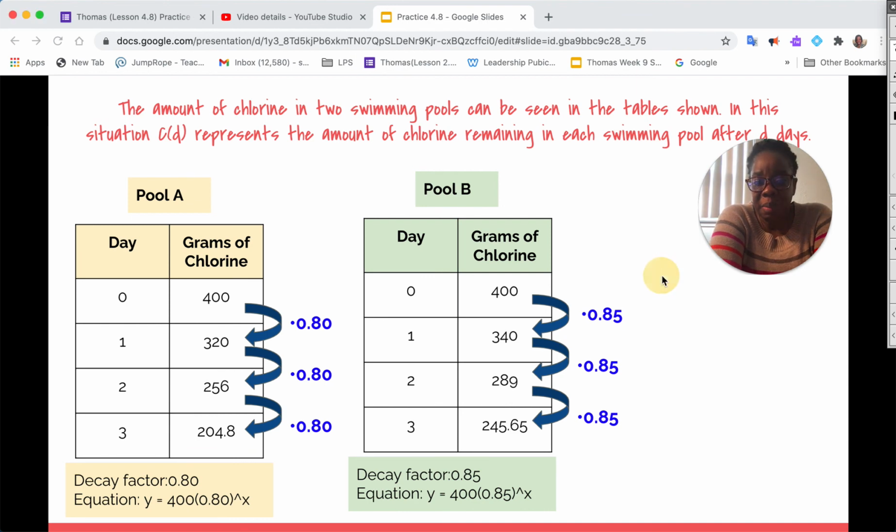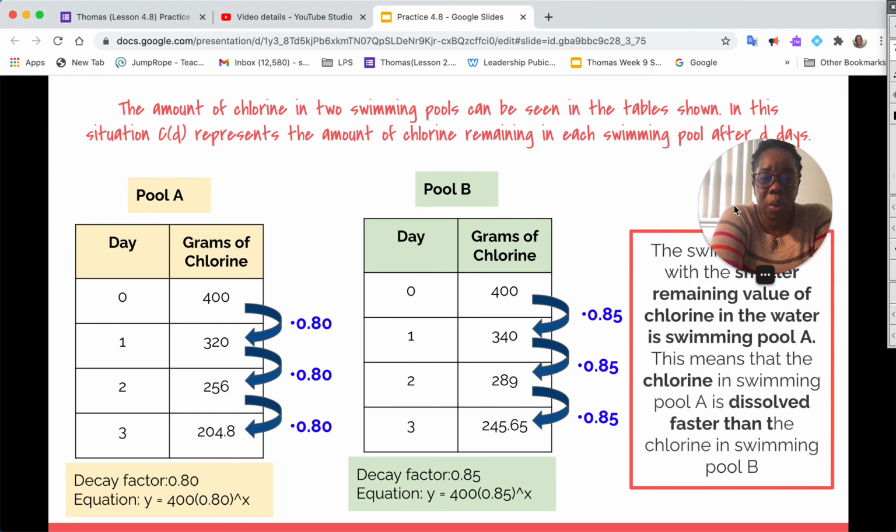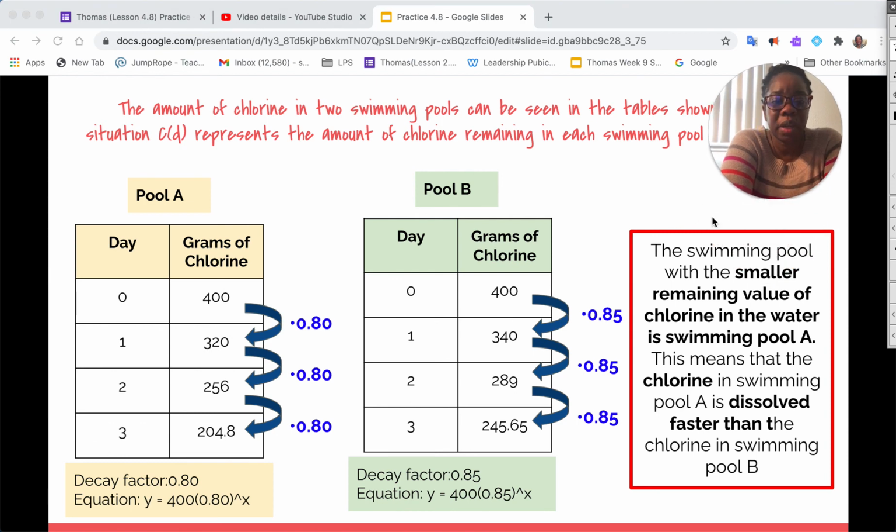And then what does it mean in this context? So what we realize is that the swimming pool with a smaller remaining value of chlorine in the water is swimming pool A. This means that the chlorine in that swimming pool dissolved faster than the chlorine in swimming pool B.